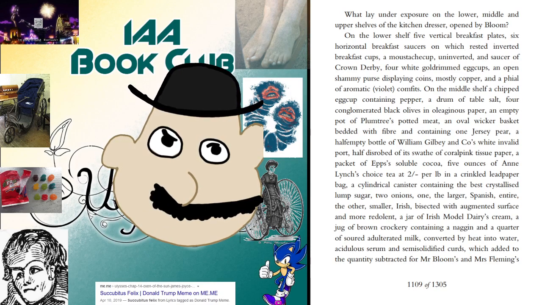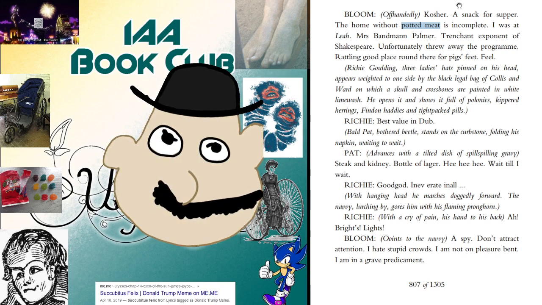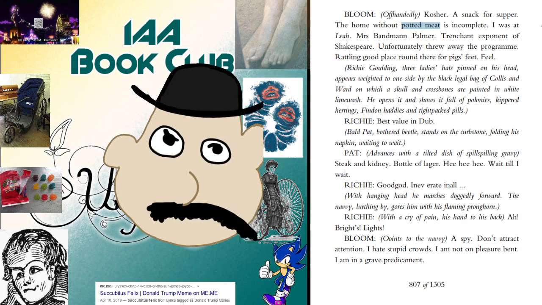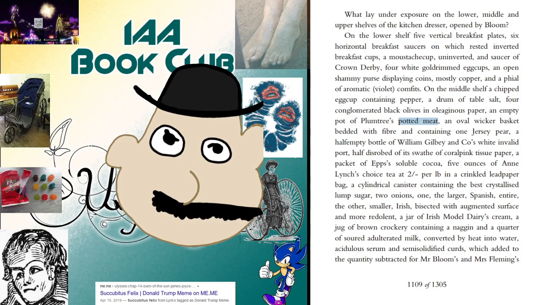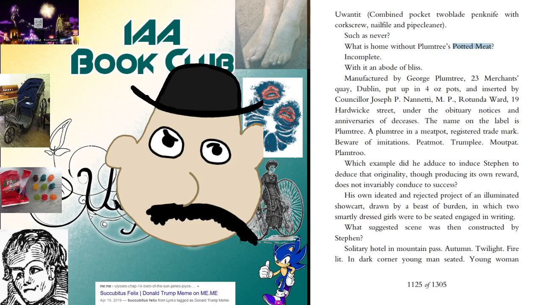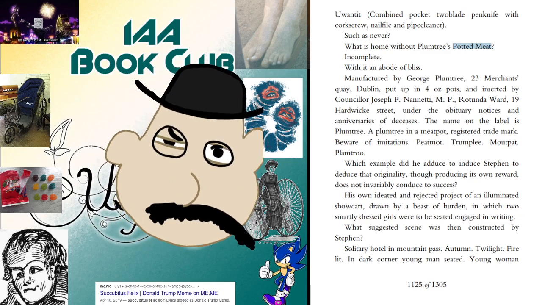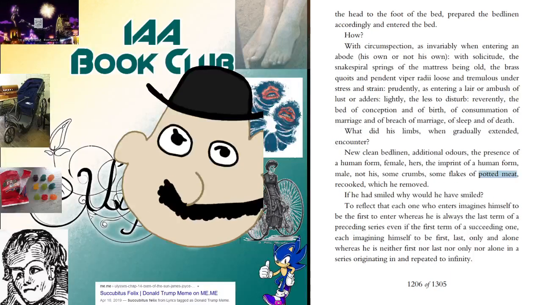The potted meat shows up again, twice before, actually. A snack for supper. The home without potted meat is incomplete. That's the musical ad slogan during the episode, if I recall. What a great time we had there. And then later, just a random thought that pops into his head: what is home without Plumtree's potted meat? Incomplete. I mean, it makes sense as an advertising man that he would think about advertising campaigns and whatnot. And with it, then, it's an abode of bliss.